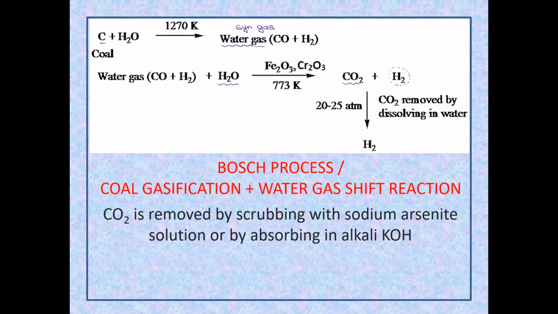CO2 is removed by scrubbing with sodium arsenite solution or by absorbing in an alkali, because CO2 क्या है, एक acidic oxide है, and this acidic oxide could be removed by dissolving in the alkali or by scrubbing with sodium arsenite solution. So इसी process को Bosch process बोलते हैं. It is also called as coal gasification followed by water gas shift reaction. The first step over here is called coal gasification, and through that when we convert the monoxide into dioxide, it is called water gas shift reaction.